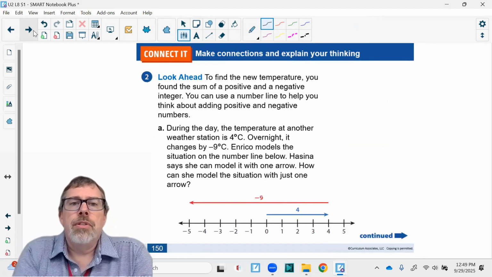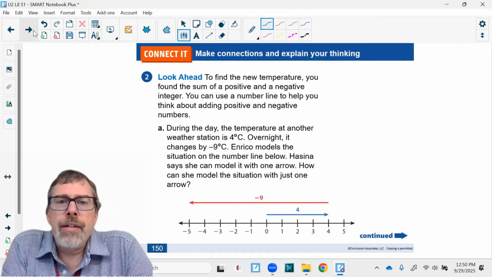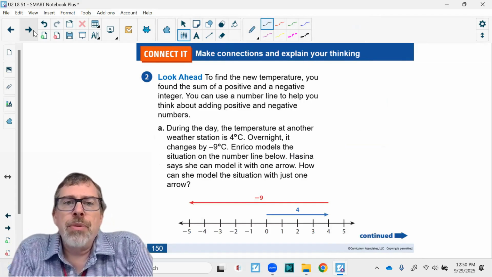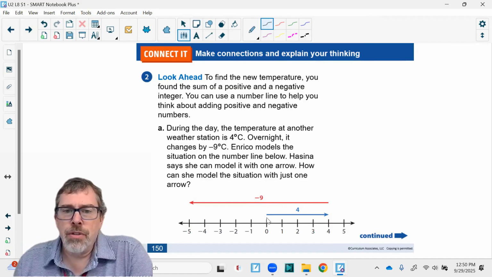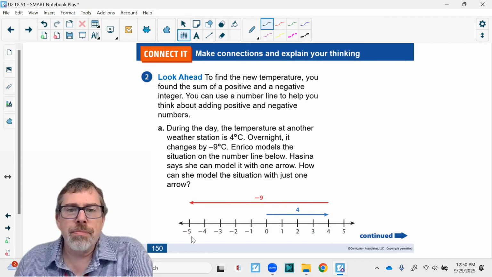Already did all this. Let's just skip those. Look ahead. To find the new temperature, you found the sum of a positive and negative integer. You can use a number line to help you think about adding positive and negative numbers. During the day, the temperature at another weather station is 4 degrees Celsius. So we go from 0 up to 4. Overnight, it changed by -9 degrees. It dropped 9 degrees. So dropping 4 would get us back to 0, and 5 more will get us to -5.